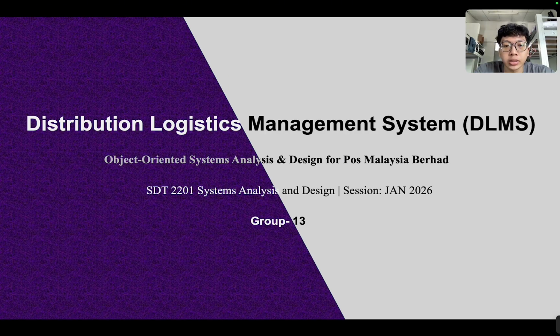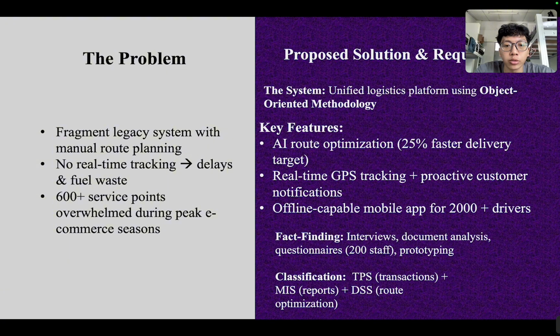To start, let's look at the specific problem we found while researching the current situation. Through our online research and document analysis of current logistic trends, we identified three main issues at Pos Malaysia. First, they are dealing with fragmented legacy systems that still rely on manual route planning. Second, there is a lack of real-time tracking, which leads to delay and wasted fuel. Finally, with over 600 service points, the system gets overwhelmed during peak e-commerce season.